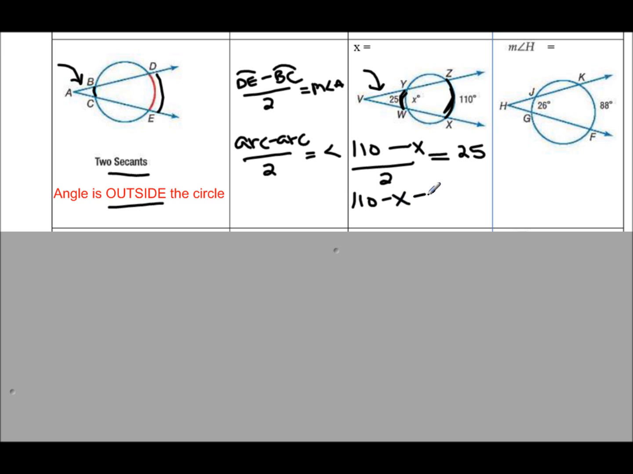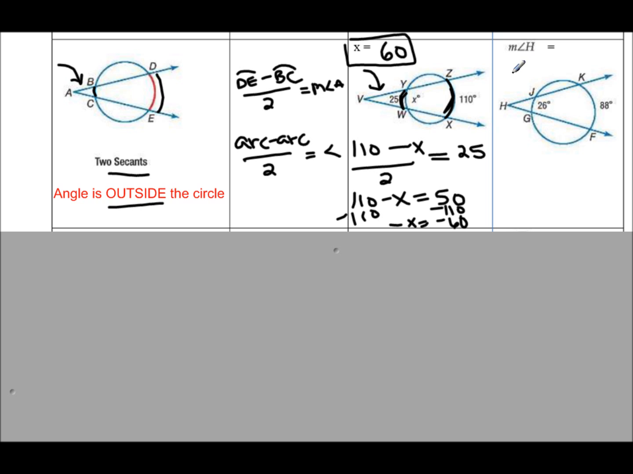So you'll get 110 minus x equals 50. So we would subtract 110 from both sides of our equation. So we get negative x equals negative 60. So that means a positive x would be positive 60.